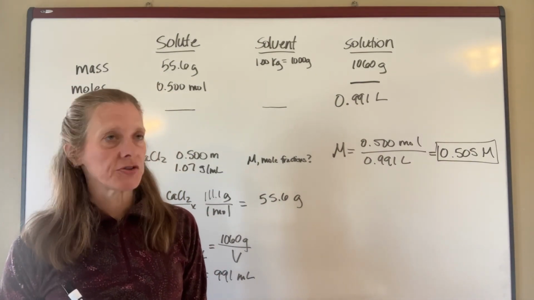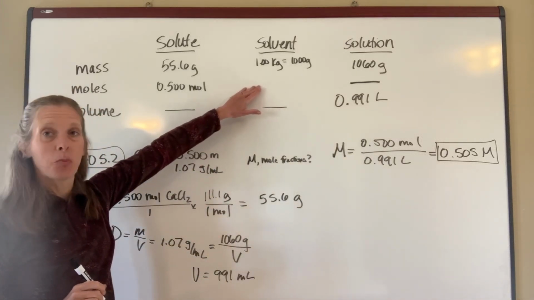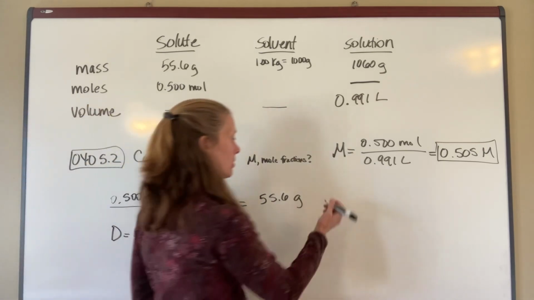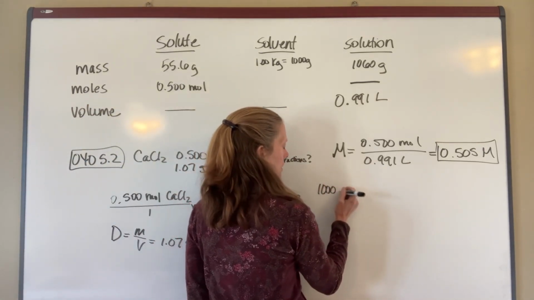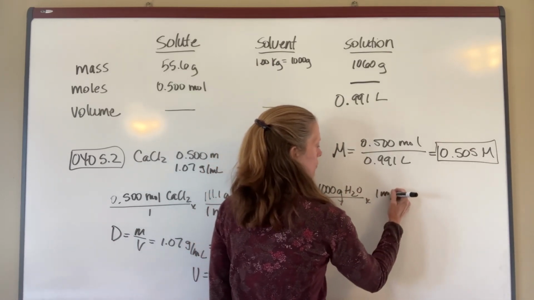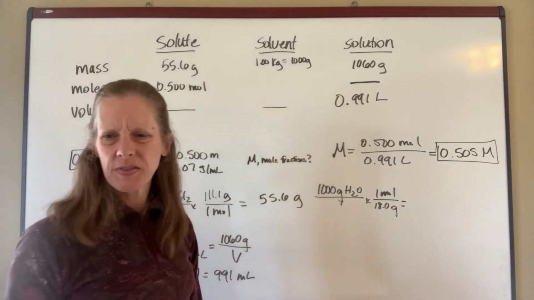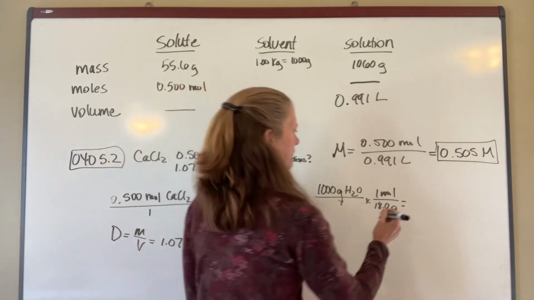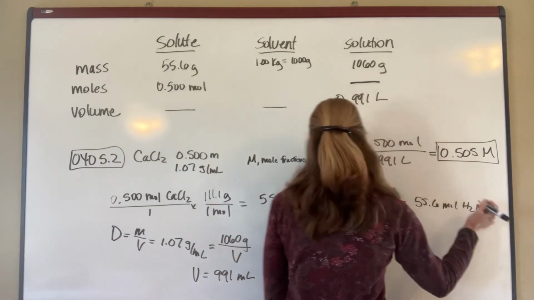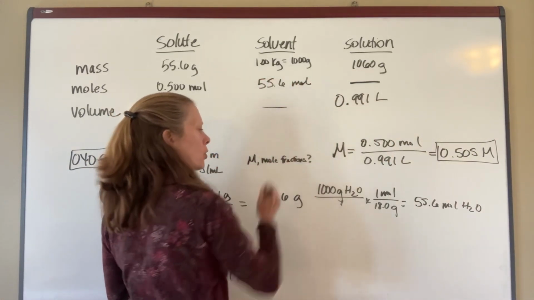I was also asked to find mole fraction. Well, to find mole fraction, I'm going to have to find the moles of solvent. Again, finding moles if you have mass is easy, because all you've got to do, if you have 1,000 grams of water, and I know that in 1 mole, there are 18 grams of water. And when I divide that out, that's going to give me 55.6 moles of water. So I can write that in up here, 55.6 moles.